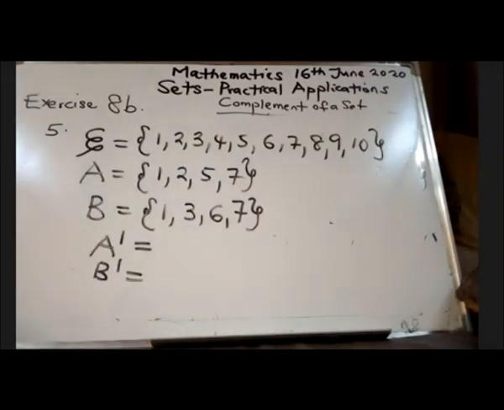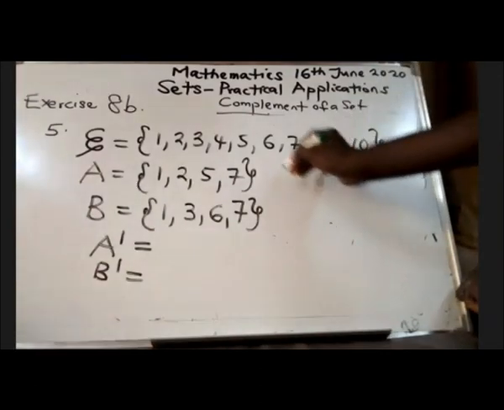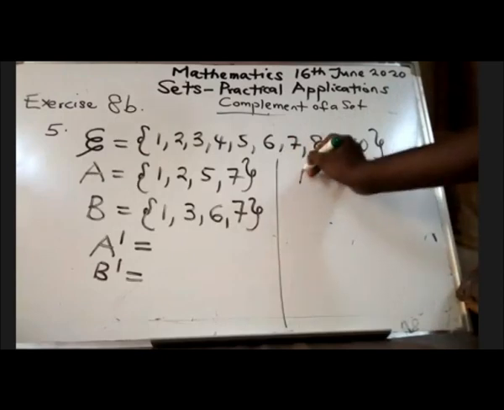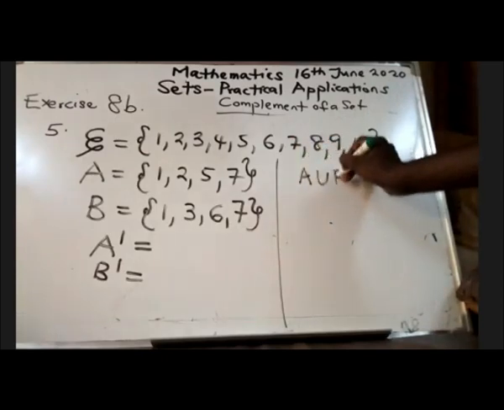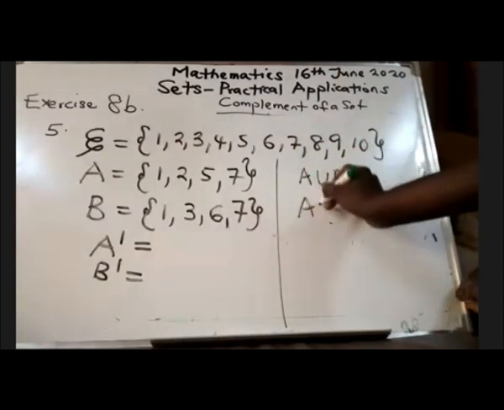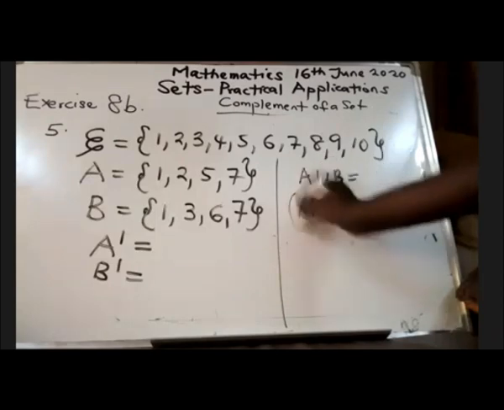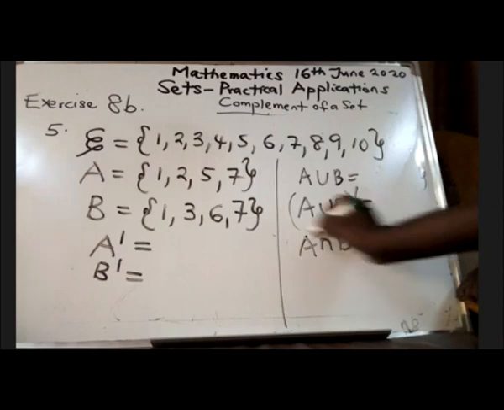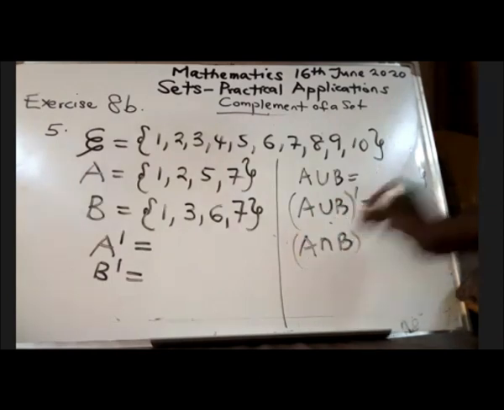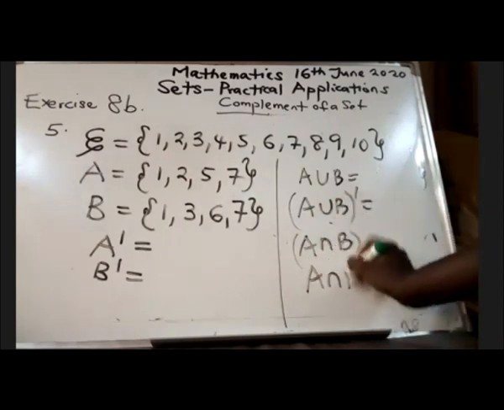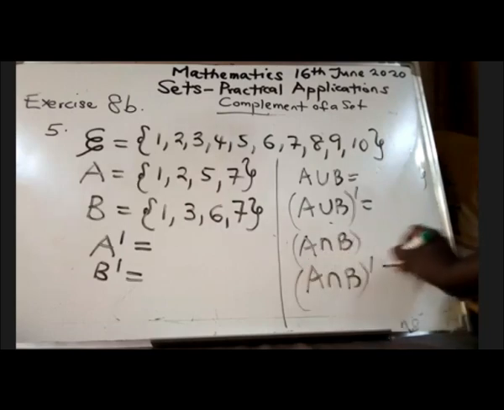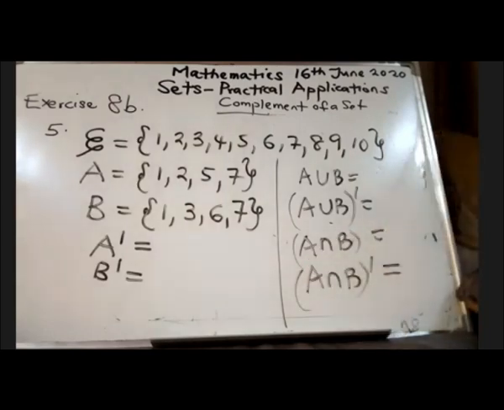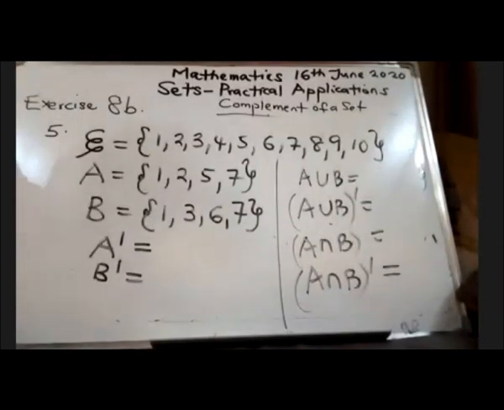What is A prime? What is B prime? What is A union B? Do that. And then do what is A union B prime. Now, these are the questions I want you to do. Do A intersection B. And then tell me what is A intersection B prime. So let's have these answers quickly posted by chat. Waiting for your response.